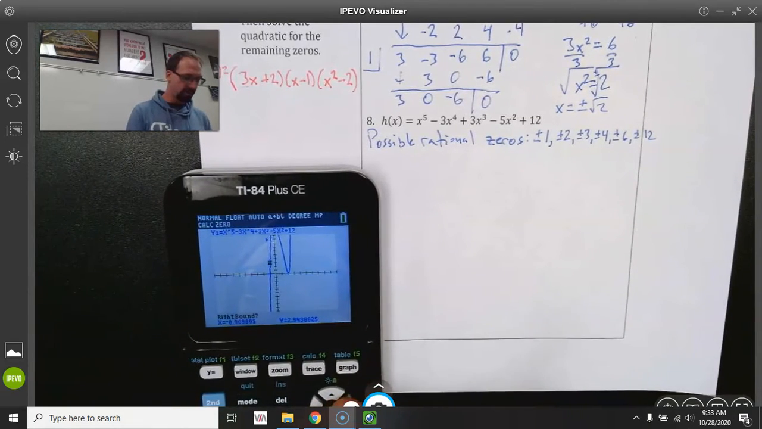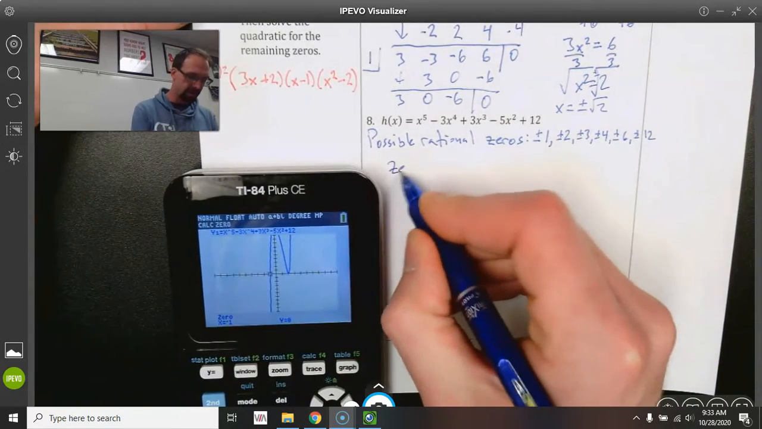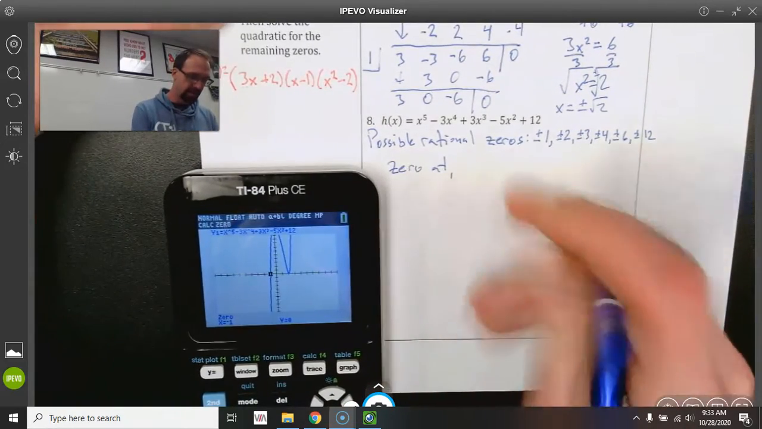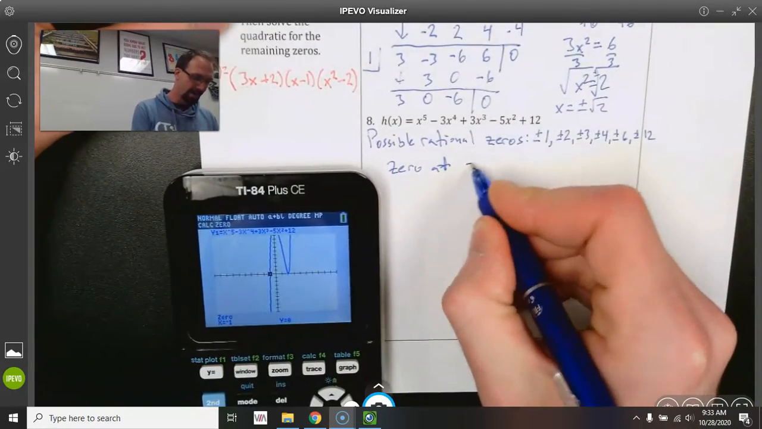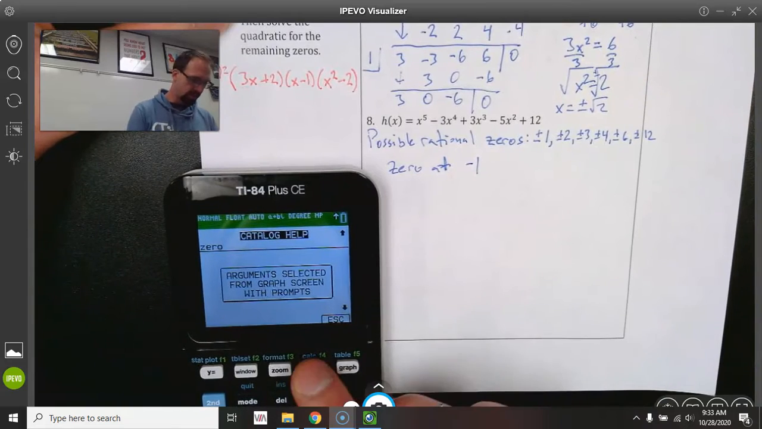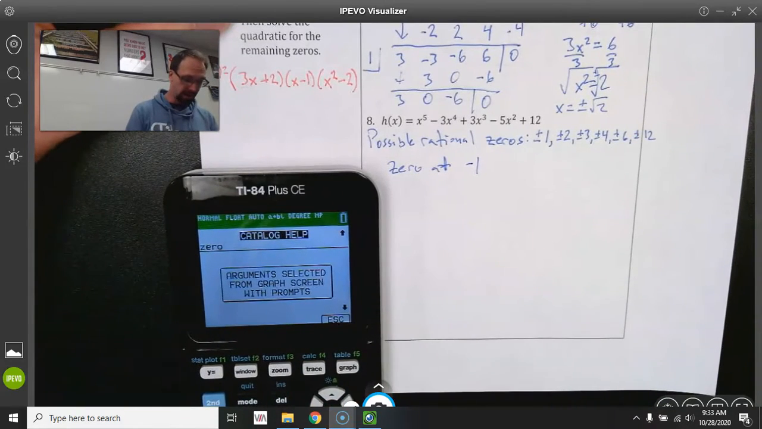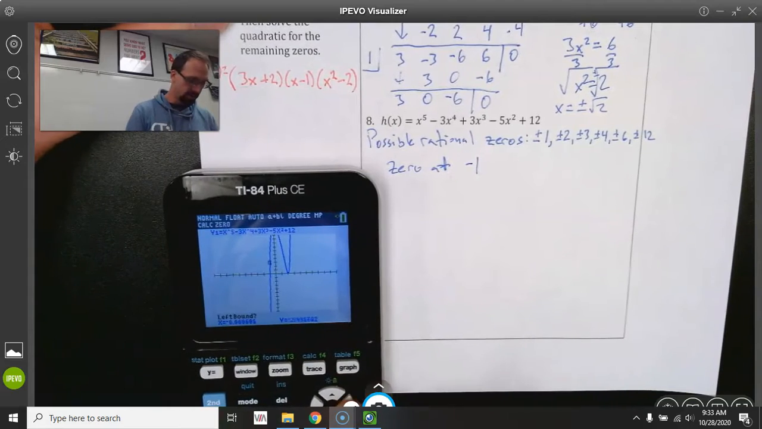So let's first figure out if we can use our graphing calculator to find any of the zeros first. Yep. So I have a 0 at -1. So that helps with one of them. Second calc. By the way, I hit catalog instead of the wrong thing, so I need to go back to the graph. There we go. Zero, left bound, right bound. Let's see what happens.